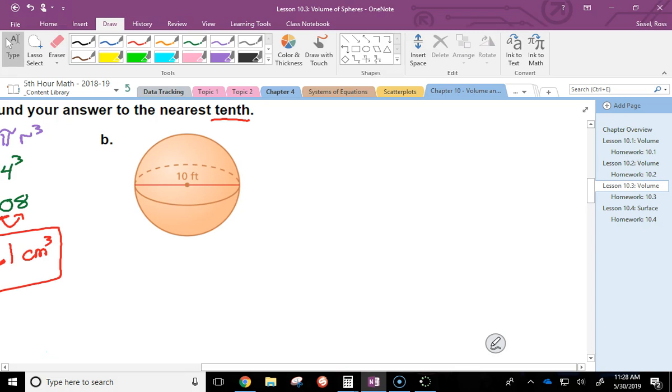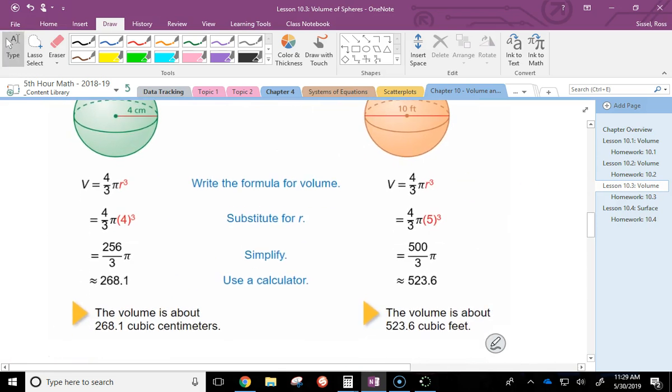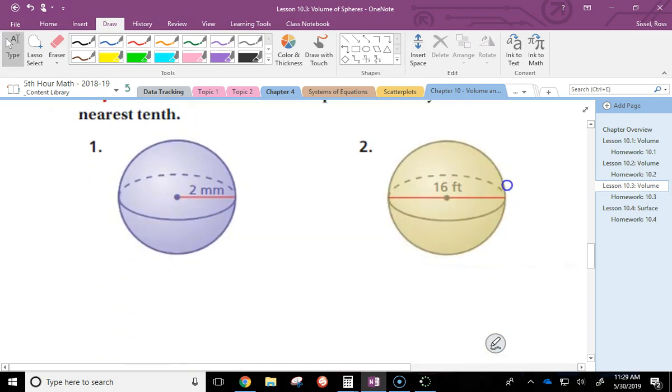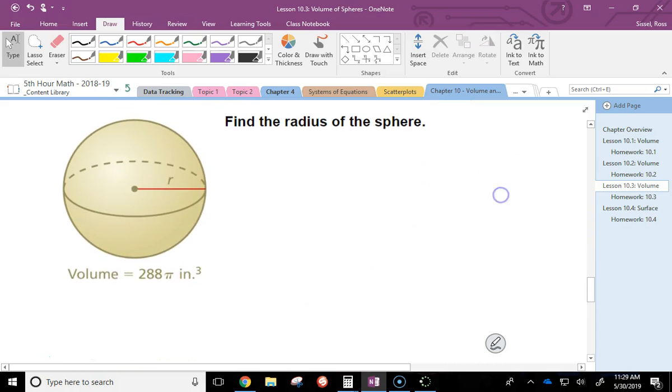So how do I find my radius? Yeah. So if my diameter is 10, my radius is half of that, 5. Then we use the same equation. The only other one I have to do is, and if you're looking for help, there's both of these worked out. Okay, the only one we're going to do is this one. Find the radius of the sphere.